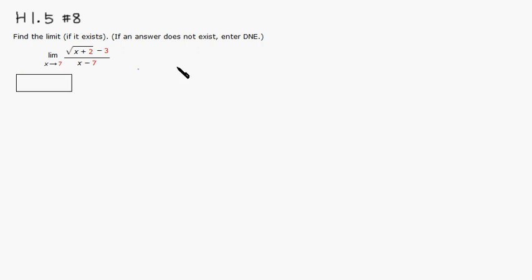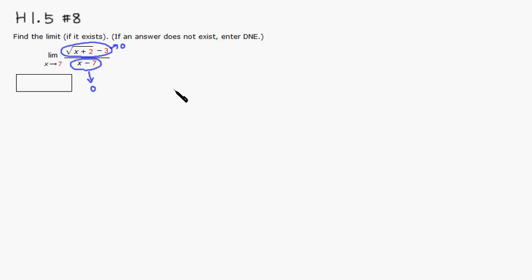So you can see that if you plug in 7 on the bottom, the denominator is 7 minus 7, so the denominator goes to 0. Alright, the numerator is going to be the square root of 7 plus 2, so the square root of 9, which is 3, minus 3. So the numerator also goes to 0. Alright, so we need to do something.